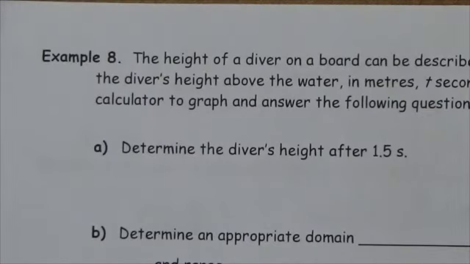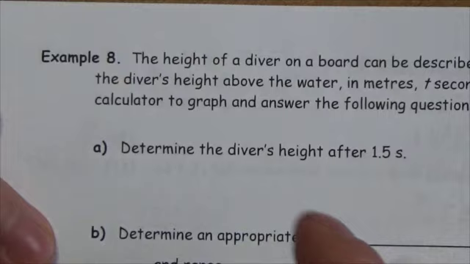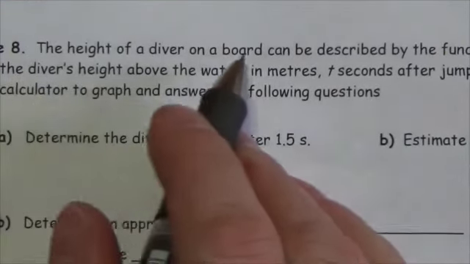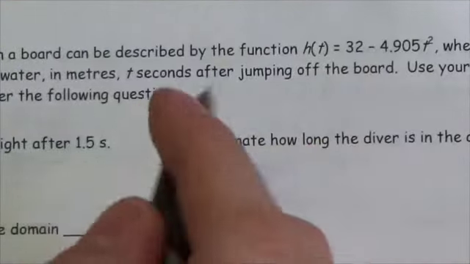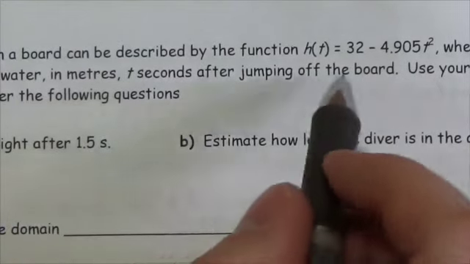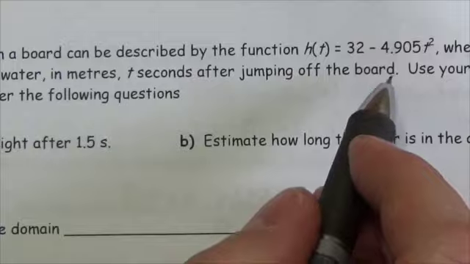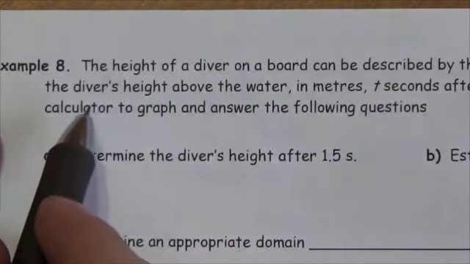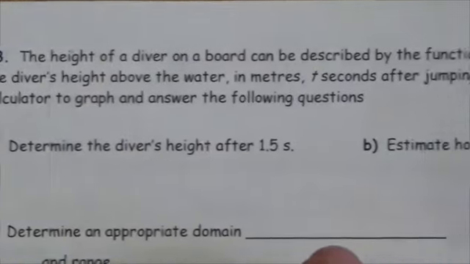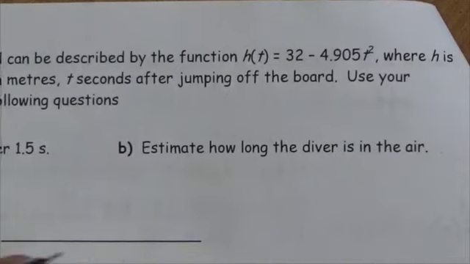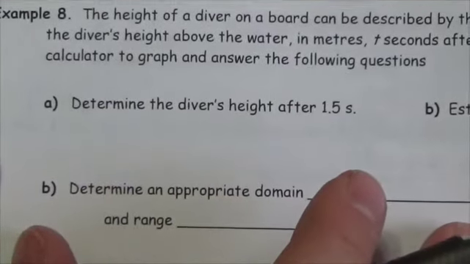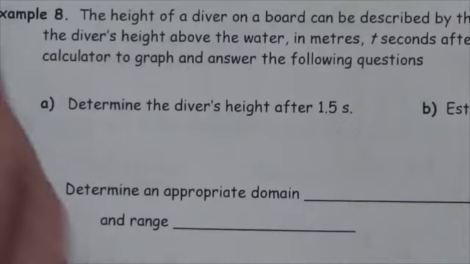All right, now for this question here, we're gonna learn a little bit about the graphing calculator. So we read here that the height of a diver diving off a board can be expressed by the function 32 minus 4.905 t squared, where h is the diver's height above the water in meters, and t is the seconds after jumping off the board. Now we're going to use a graphing calculator to answer a couple questions here. So I'll show you how to do this.